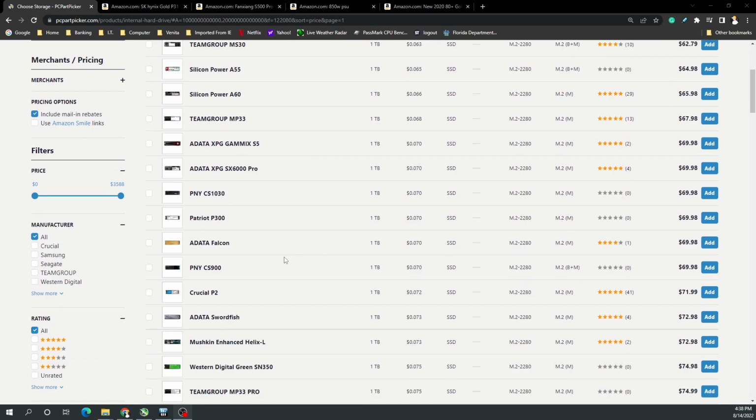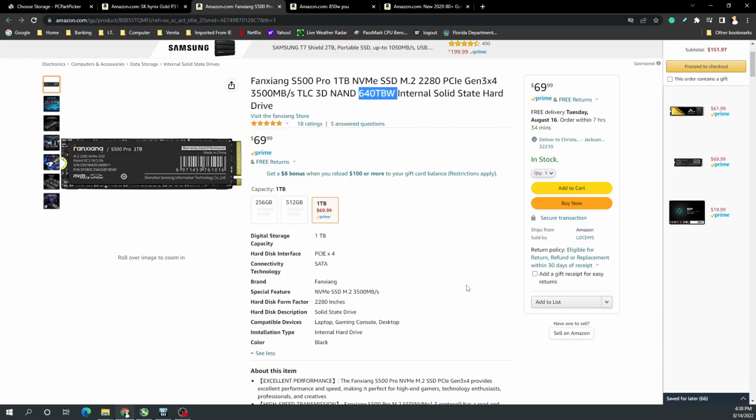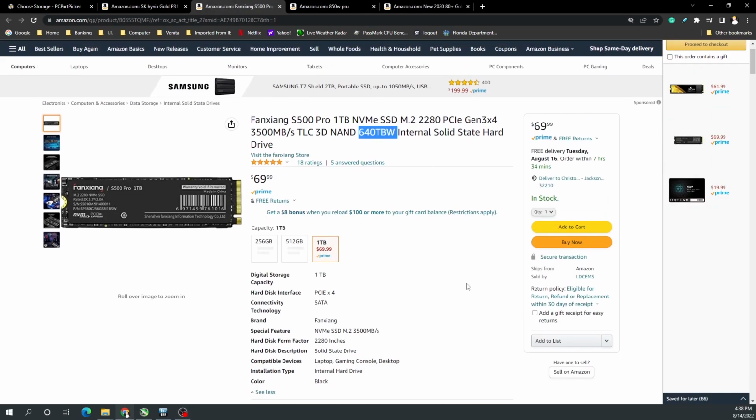As we go past the $69 range, I'm going to show you something. We bump into a drive that is not on this list. Now, this is on Amazon.com. Newegg also has some vendors that are not as reputable, not as well known as Crucial, Corsair, whatever it may be. And I know I keep saying that word incorrectly for those that pick on me. But this is, I believe, the Fanxiang S500 Pro 1 terabyte.